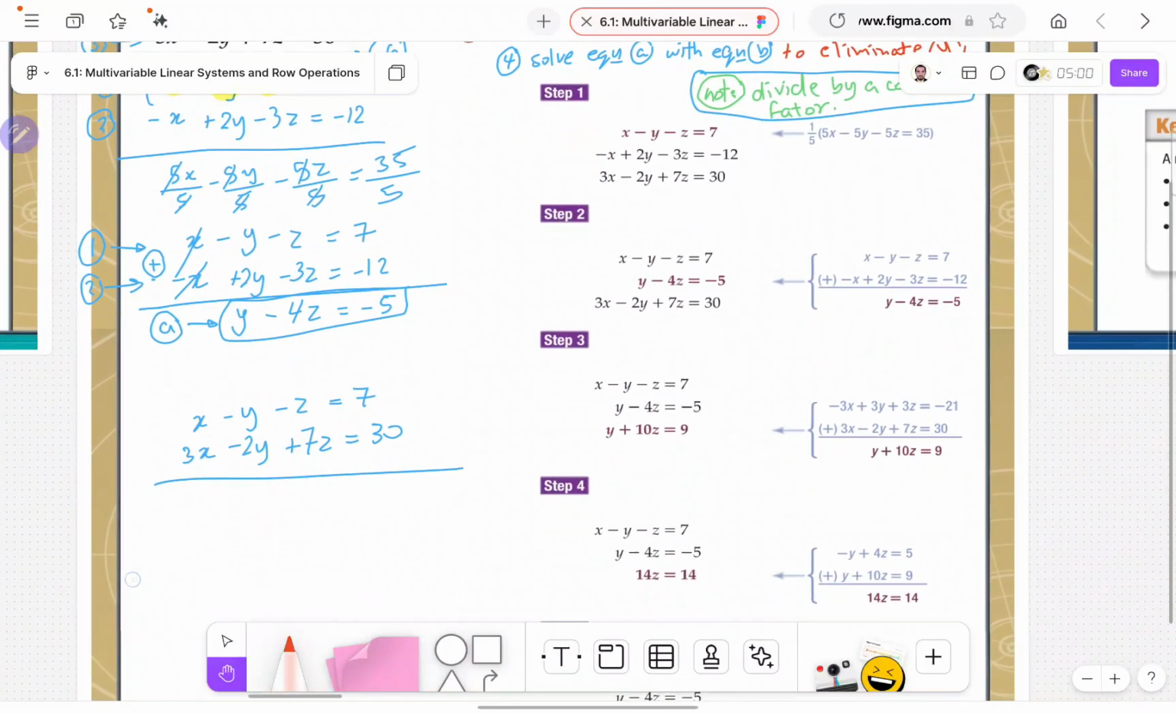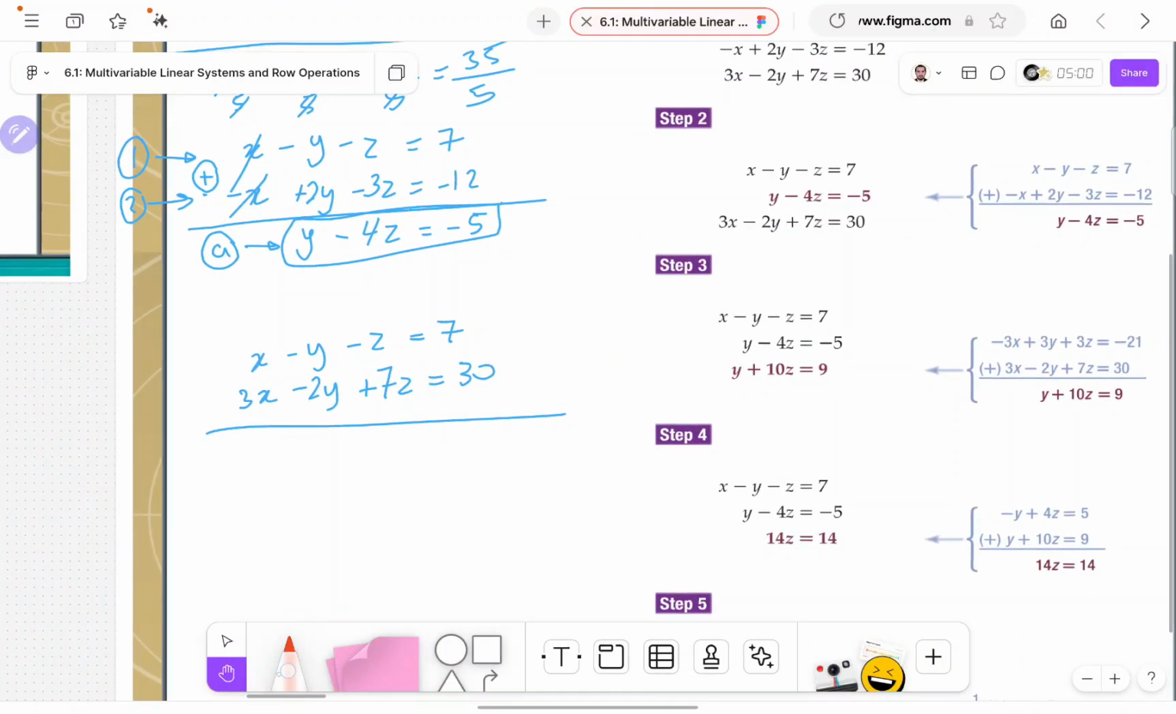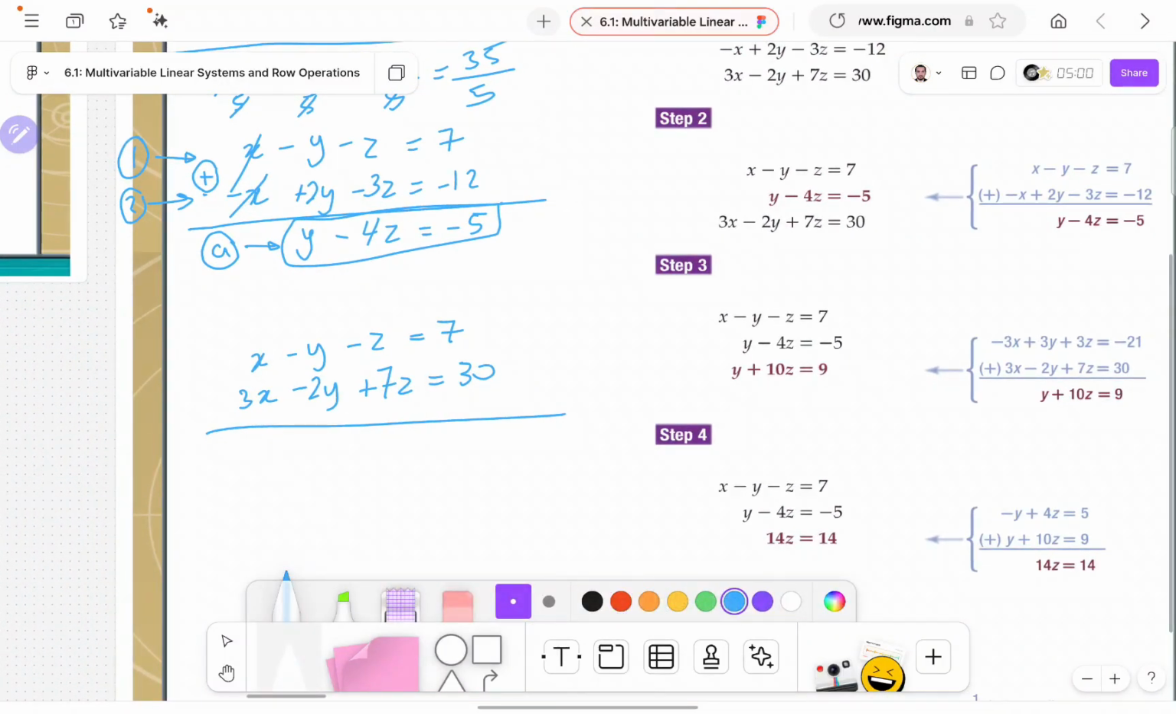Now, I need to solve for x. And to solve for x, I need to make the coefficients equal. The coefficient in the third equation is 3, and in the first equation the coefficient is 1. So I need to make this value equal to 3. So what do I have to multiply it by? I have to multiply it by 3.